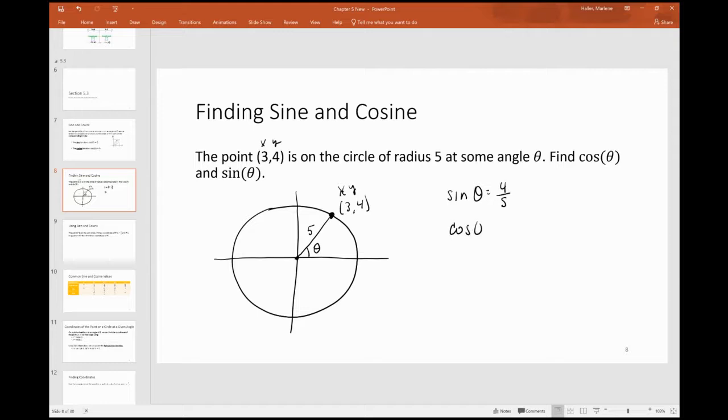The cosine of theta is going to be the x-coordinate of that point, or 3 over 5, 3/5. So I don't know what that angle measure is. We'll talk about how to find those angles later. But I do know that the sine of that angle theta is 4/5, and the cosine of that angle is 3/5.